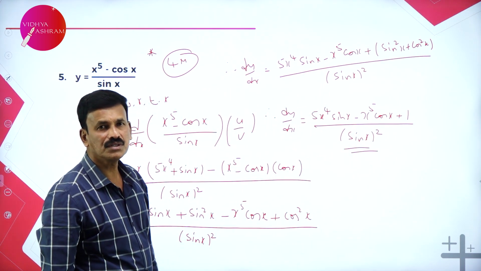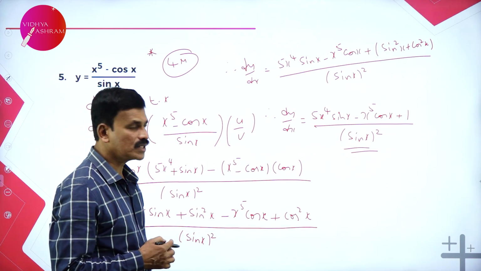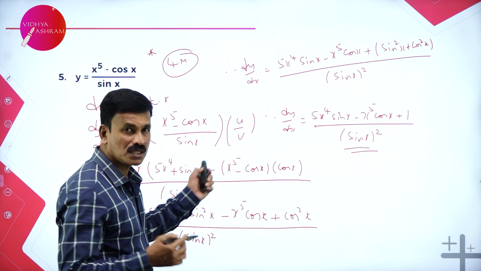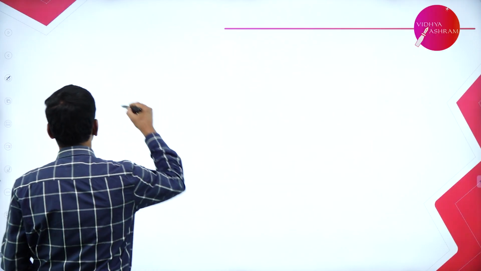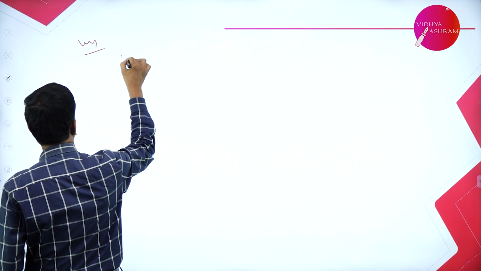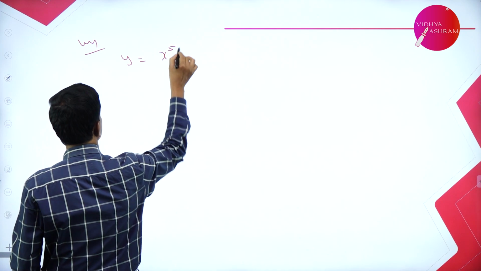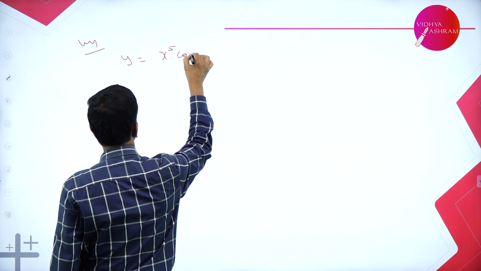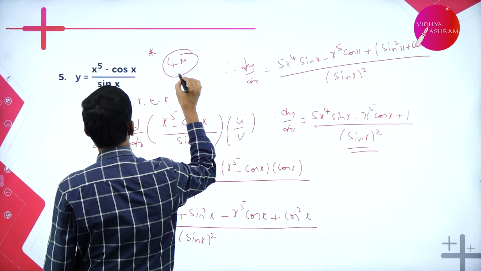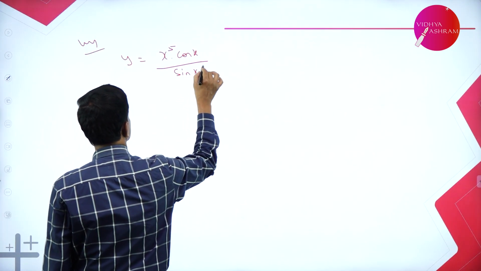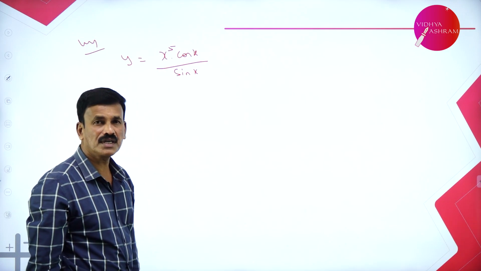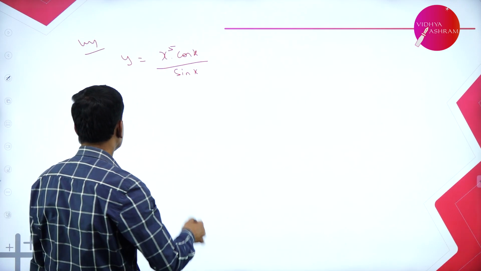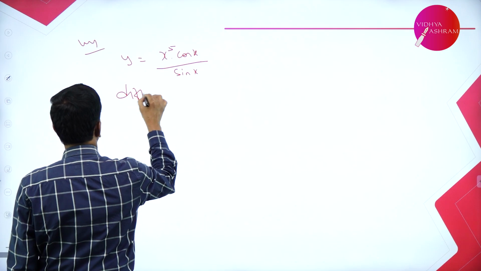This is how we are going to differentiate. Now move on to a similar type of problem. Suppose the same problem is like this. Similarly, if y is equal to x to the power of 5 instead of minus cos x, if it is x to the power of 5 cos x divided by the denominator sin x. Now x to the power of 5 into cos x divided by sin x. Differentiate this.